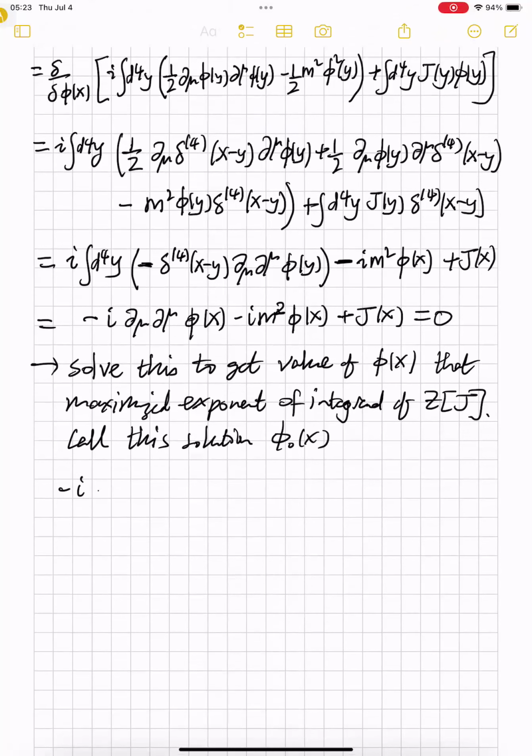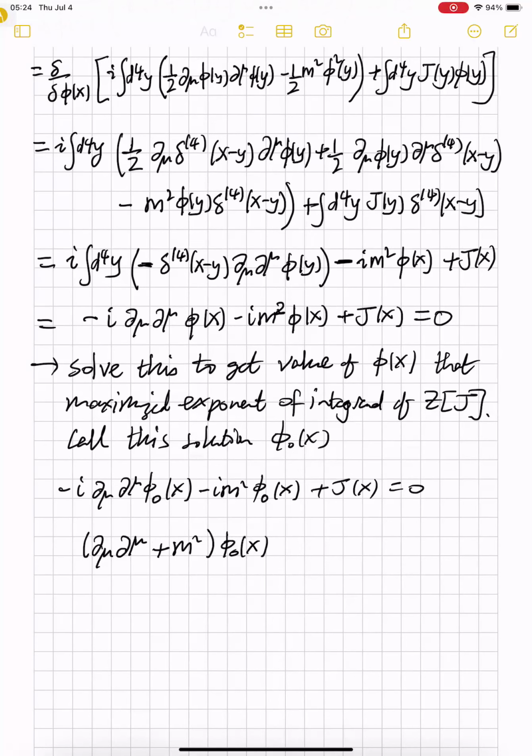So we'd have minus i ∂² φ₀(x) minus i m² φ₀(x) plus j(x) is equal to 0. And I'm going to simplify this a little bit. I can write this as (∂² + m²) φ₀(x). There's a minus i multiplying, but I can get rid of that minus i by multiplying by i. I'm going to take j(x) to the other side. That'll make it negative. I've multiplied by i, so I'll get minus i j(x).